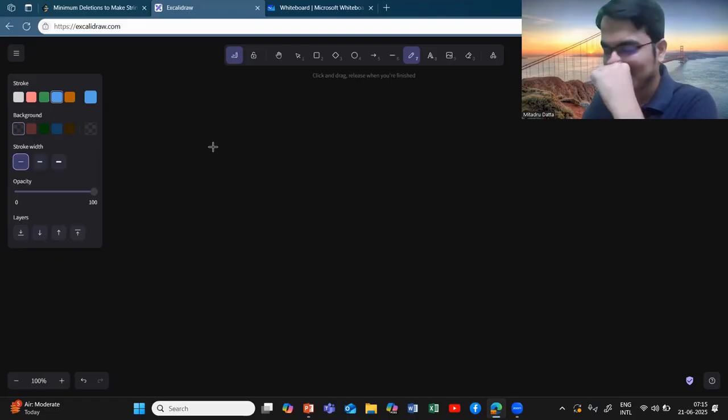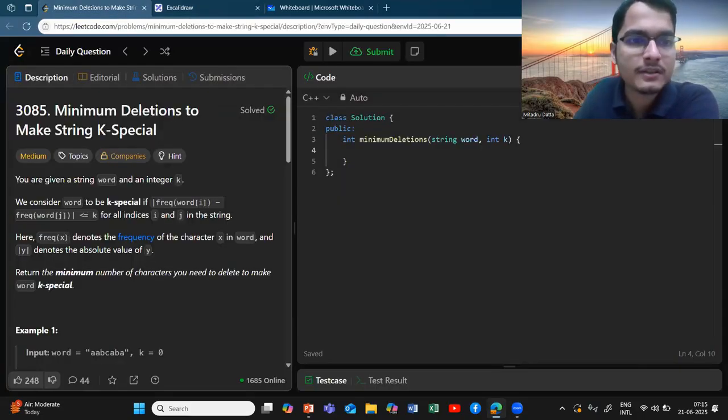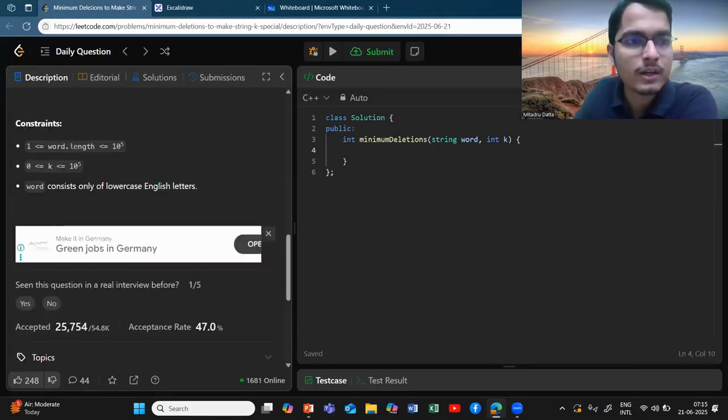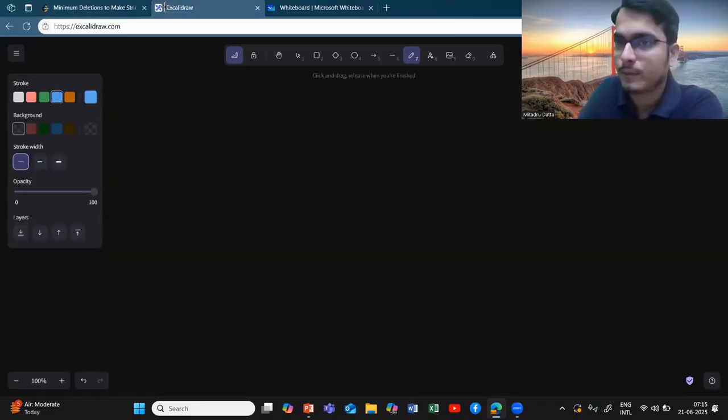How will you think by looking at the problem first? The first thing which comes to mind definitely is to make a frequency array. You see this is a string, and it consists of lowercase English letters only. So it means that you have only 26 characters that will be possible. So it is definitely beneficial to store the frequency of all of them, right? So let's say I am storing the frequency of all of them in some manner.